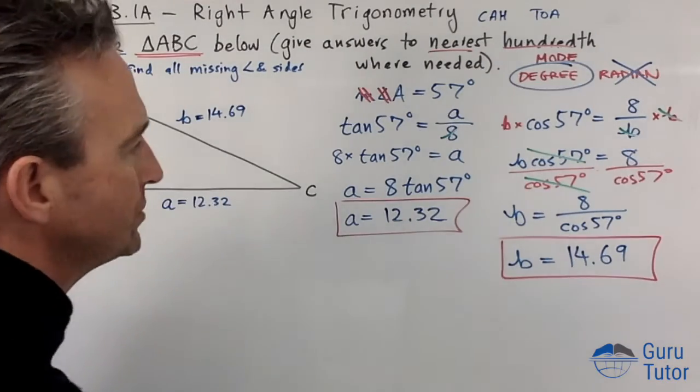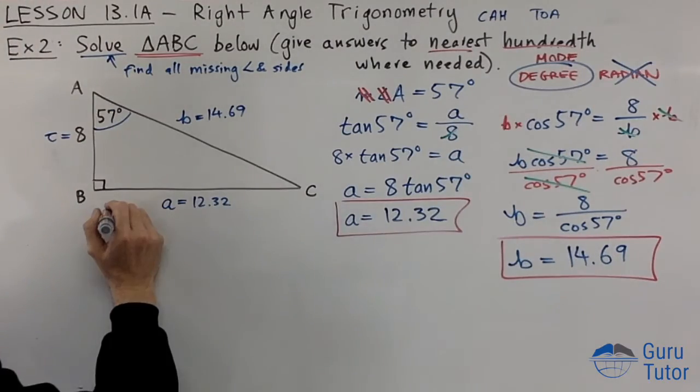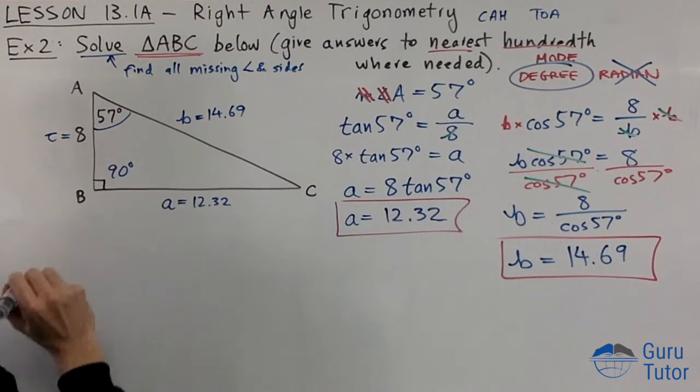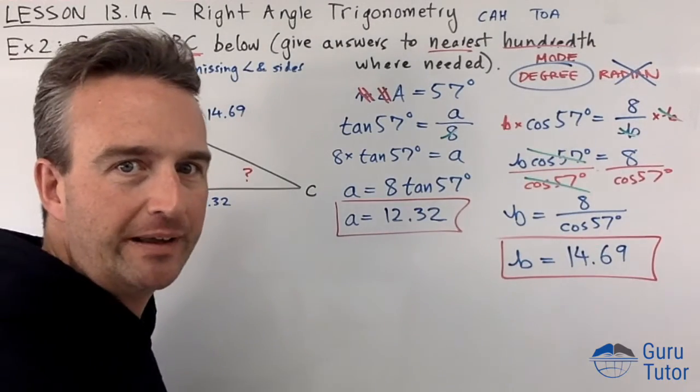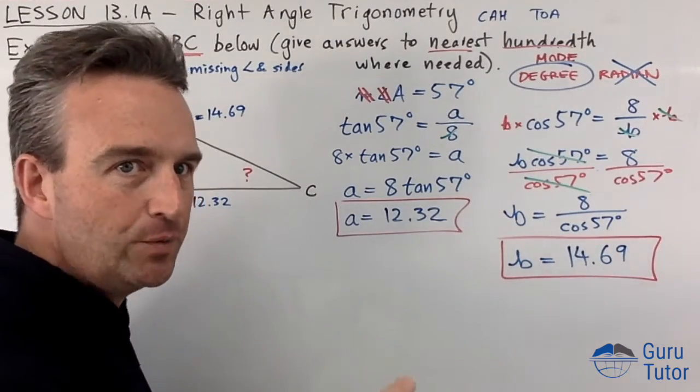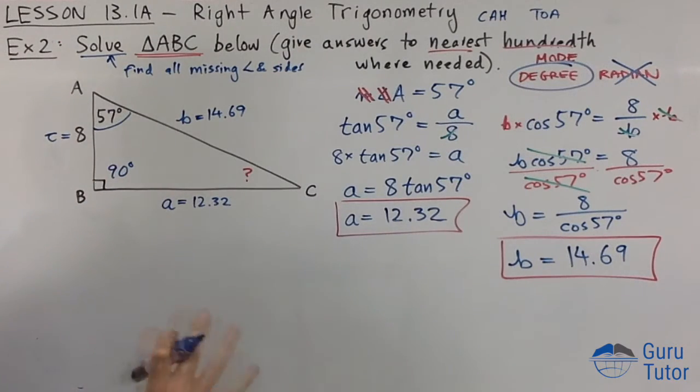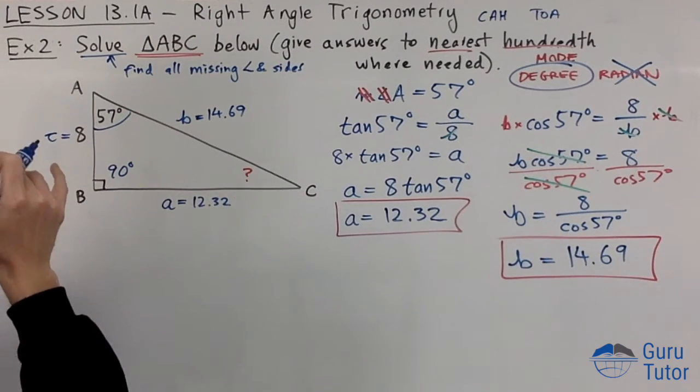Is there anything else in this triangle that we don't know? What else do we know? B, that's 90 degrees. We know that. All we really need now is just angle C. What's that? And to get that, we can use our angle sum of a triangle. So that's geometry coming back again. All the interior angles of a triangle, right triangle or not, are always going to add up to 180.